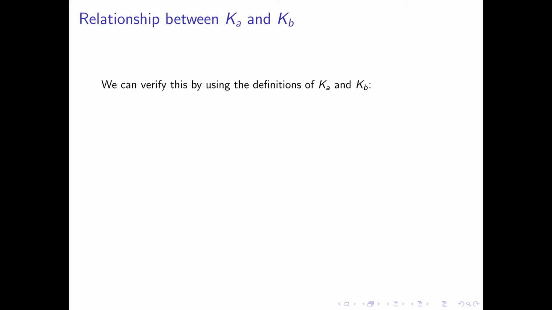This expression can be easily verified by using the definitions of Ka and Kb. Let's begin by multiplying the expressions together. We get the hydronium ion concentration times the A minus concentration divided by the concentration of HA for Ka, times the HA concentration times the hydroxide ion concentration over the A minus concentration for Kb.